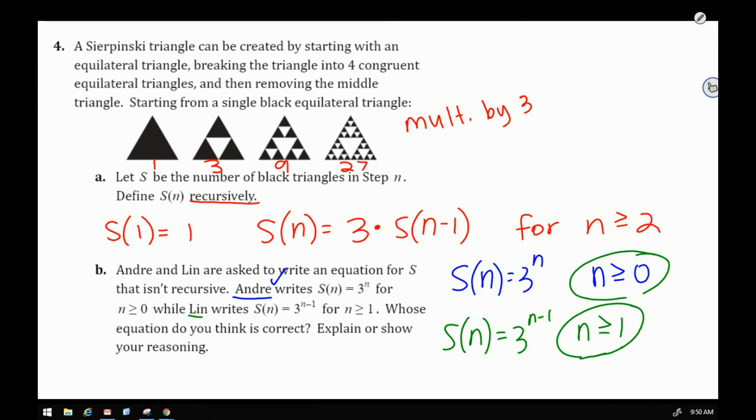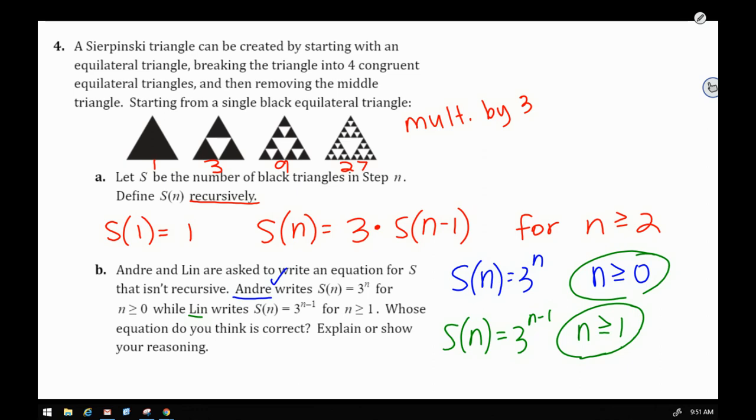How do you find the domain? Based on what you wrote, you either start with 0 or 1. You're always going with that. So for here, 0 works just fine, so you can plug in 0. For this one, if I plug in 0, I get 1/3, and that doesn't work. So you just have to plug it in and see, but you're always only going to check 0 and 1.